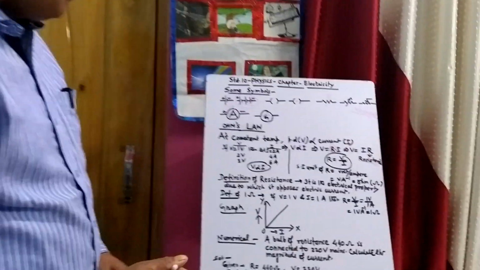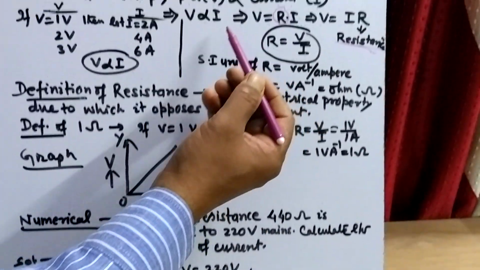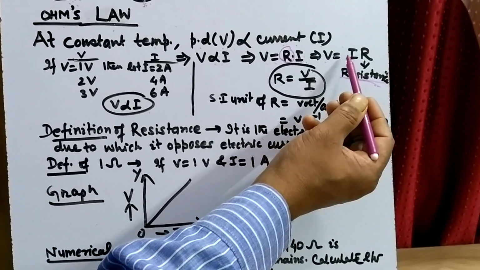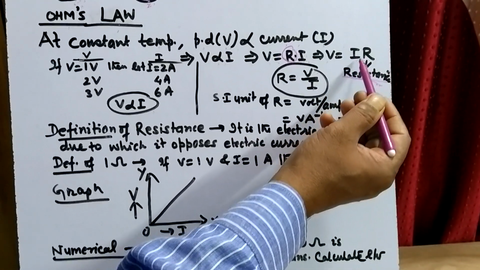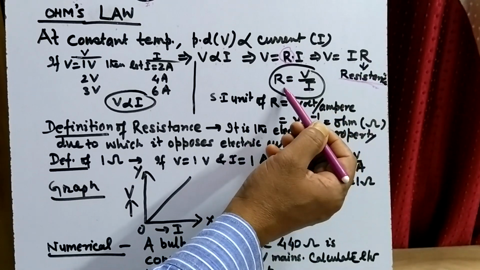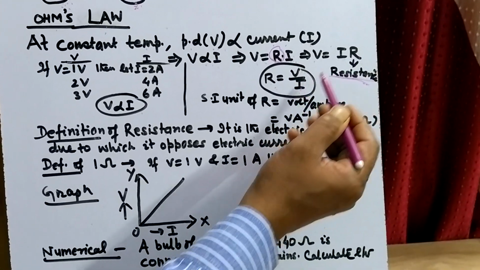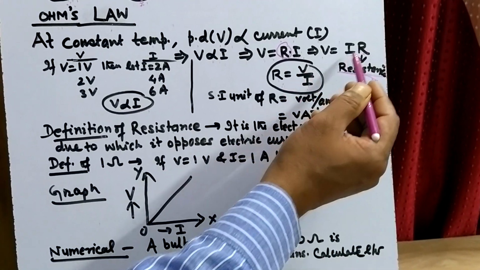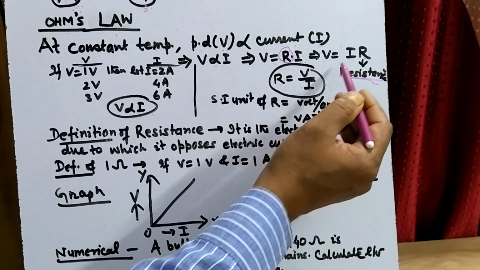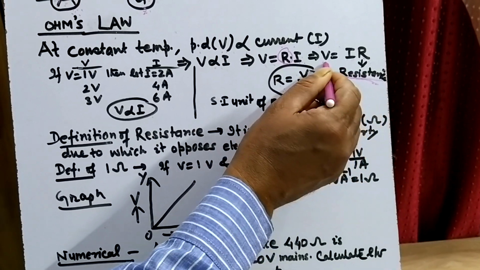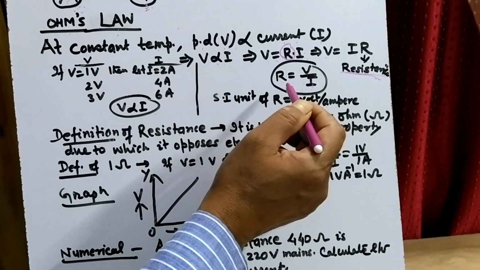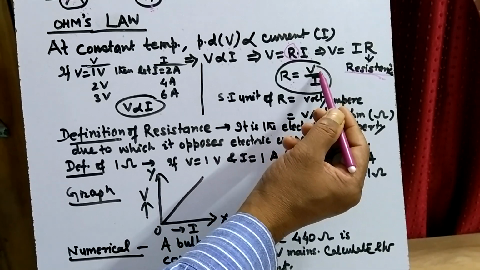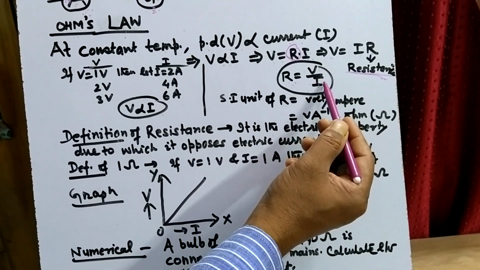We have already discussed V proportional to I, that is V equals R multiplied by I, that is V equals I multiplied by R. From here we can find R, that is R equals V divided by I. Whenever we are interested in finding R, we write V divided by I, and it becomes R equals V upon I. From here the SI unit of R can be found. How? Put the SI unit of V and the SI unit of I.